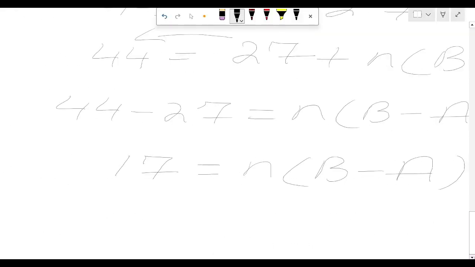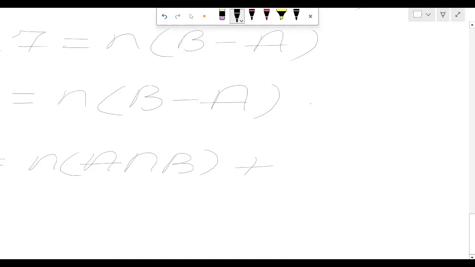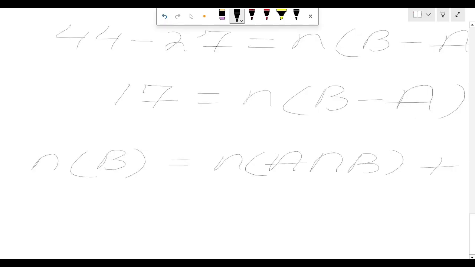Now we found n of B minus A, but we still need to find n of B. So in the question, the formula is given for finding n of B, which is equal to n of A intersection B added with n of B minus A. So we'll just place the values to find n of B. So n of A intersection B is 2, and then the value which we found right now, B minus A, is 17.